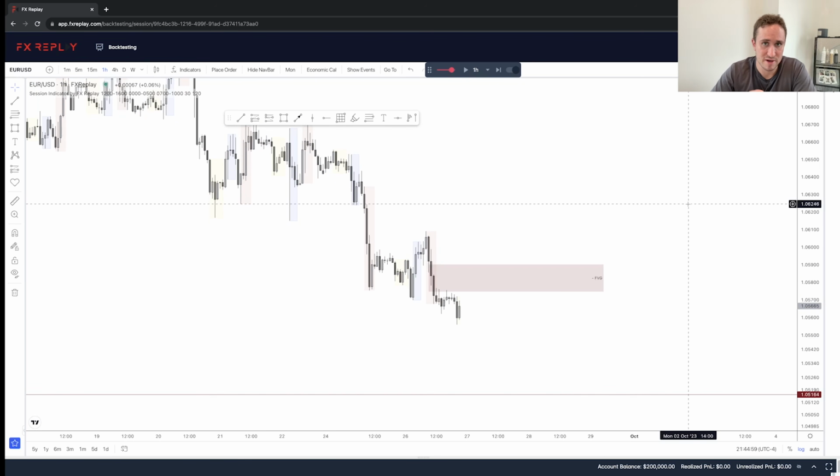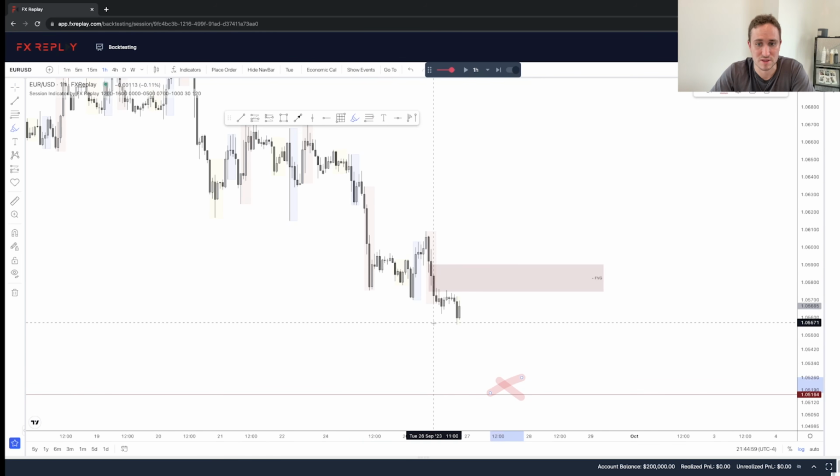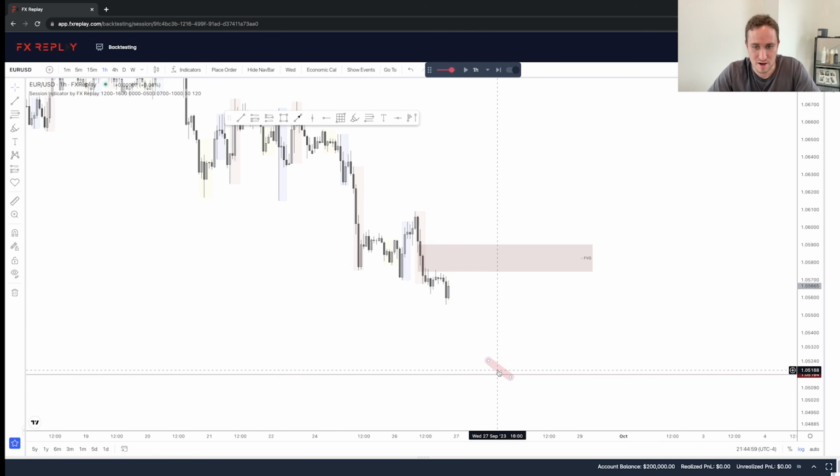So top-down analysis means we start on the higher time frame and then we build our narrative. So like I talked about previously, I want to see this area get taken out. I'm not looking for longs. I'm only looking for shorts until this area gets taken out, okay? So it makes it really, really easy. I am only looking for shorts until we take this area.